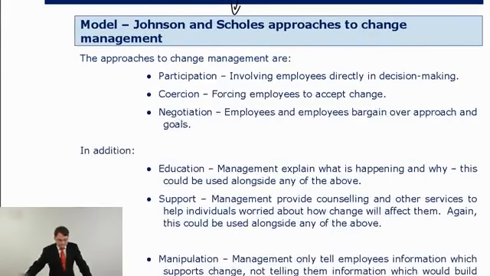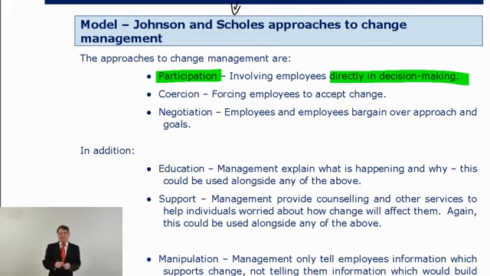Johnson and Schultz then. They say that there are 5 different ways that you can get change accomplished. Participation is involving people. I've got employees, but it's basically whoever is being changed. Get them involved directly in the decision making. So in other words, you accept that we need to change something. Together, you and I, let's agree what we're going to change, how we're going to change, how long it's going to take, etc. Let's make all of those decisions together.